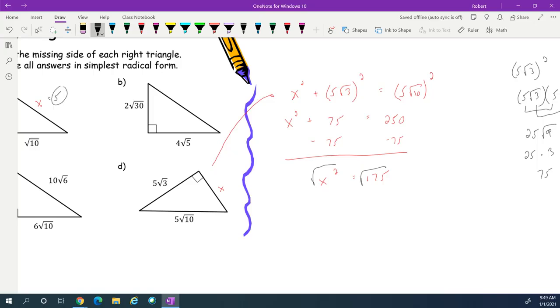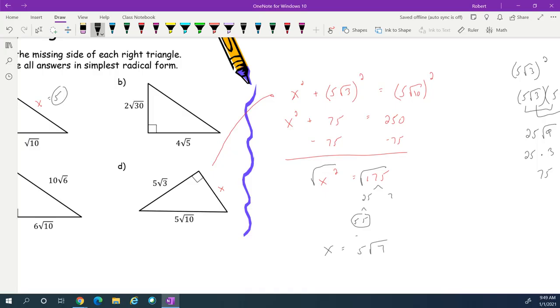Now, I can do my factor tree. I can recognize that 175 is 25 times 7. And 25 is 5 times 5. So I'm looking for that perfect square. And that comes out as a single number. The 7 stays home, and that's x.